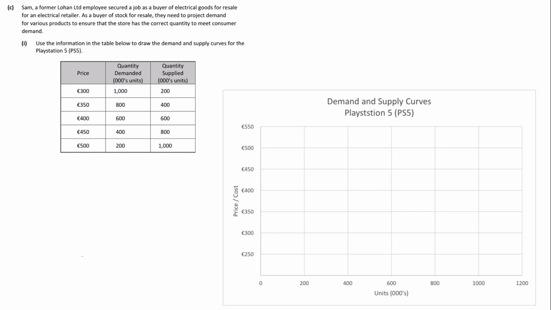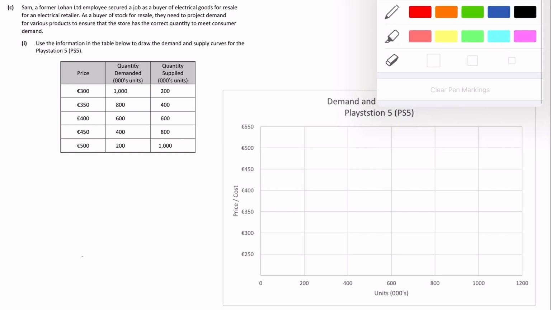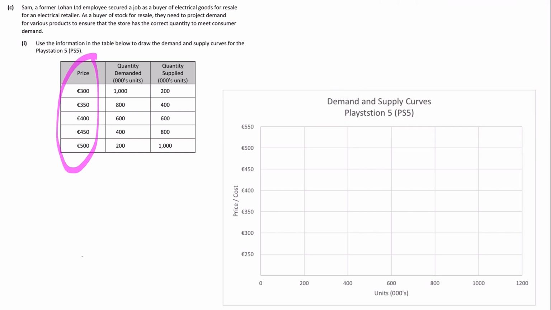As a buyer of stock for resale, they need to project demand for various products to ensure that the store has the correct quantity to meet consumer demand. Number 1. Use the information in the table below to draw the demand and supply curves for the PlayStation 5. Okay, so you can see here that we have the price in this column, we have the quantity demanded in this column, and we have the quantity supplied in that column.